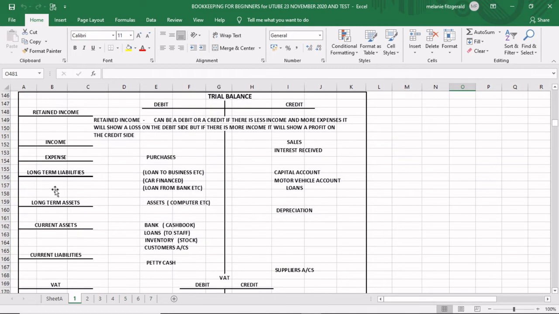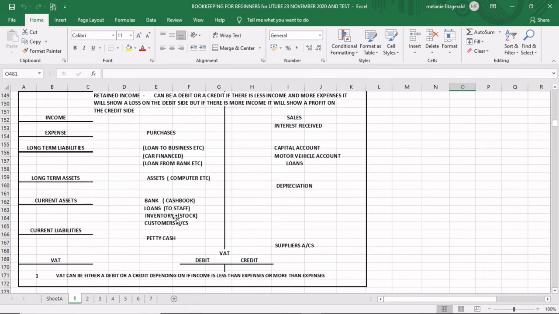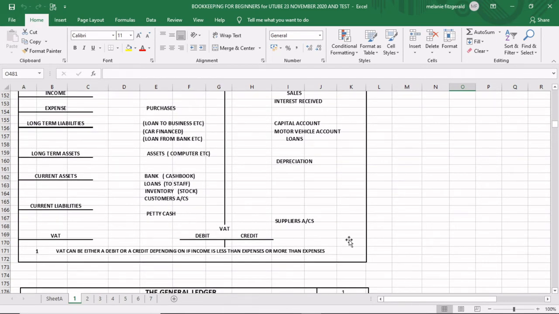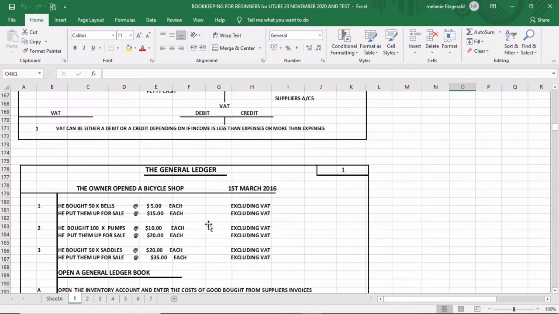All right. Long-term assets are always on the debit side: computers, business premises, furniture, all the stuff you physically see that you own. And on the credit side will go the depreciation of those items, because everything depreciates over time. Nothing keeps its value, and this is what it depreciates at, and it goes on the credit side. Current assets, bank loans, loans to staff, inventory, and customer accounts are always on the debit side. For current liabilities, petty cash is on the debit side, and suppliers' accounts are on the credit side. As I said earlier, VAT can either be a debit or a credit. All right. Okay, the general ledger.